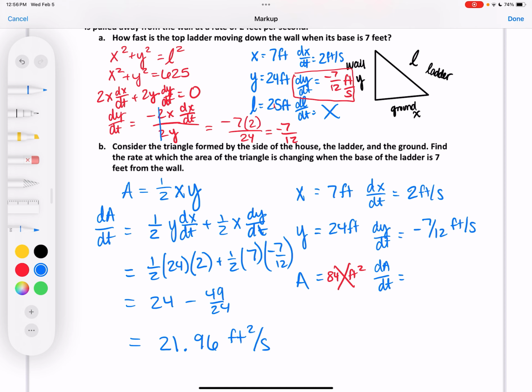But this would be our dA/dt. And then a lot of times I just change the color to write the answer over here, and then I just box off that part of my answer when I do it.